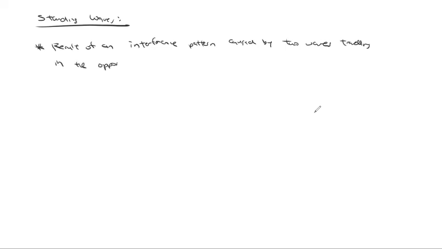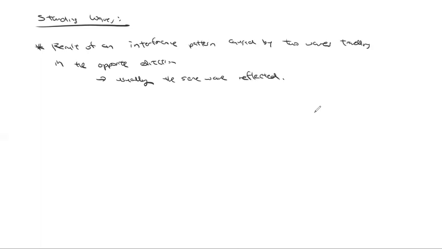So standing waves, as we mentioned earlier, are the result of an interference pattern caused by two waves traveling in the opposite direction. And this is usually the same wave reflected. That's the most common situation we see.